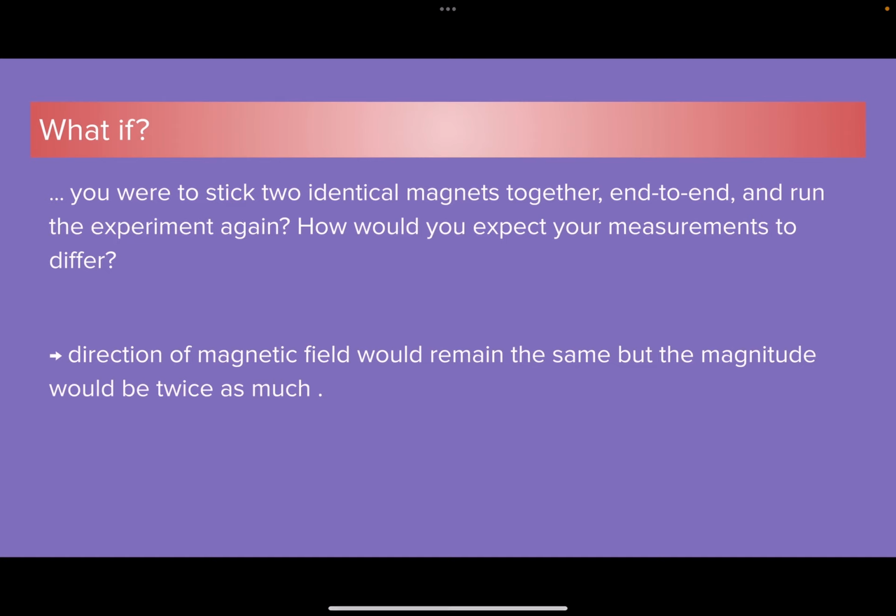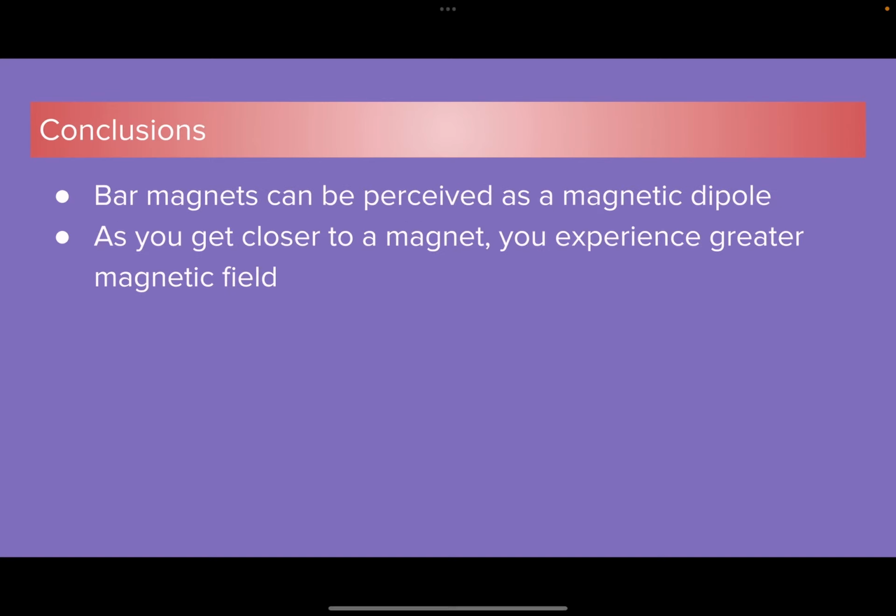If we were to stick 2 identical magnets together end to end and run the experiment again, we would expect the direction of magnetic field to be the same, except the magnitude would be twice as much. And our conclusions are that bar magnets can be perceived as a magnetic dipole and as you get closer to a magnet, you experience greater magnetic field.